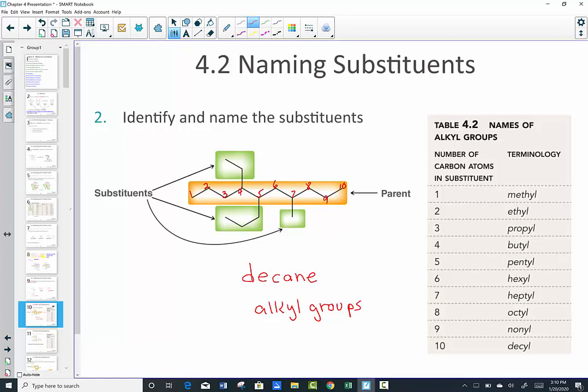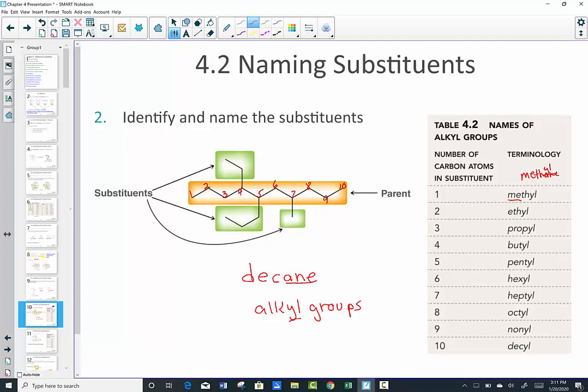To name these branches, we use our prefixes to represent the carbon. In other words, carbon 1 is meth, 2 carbons is eth, 3 is prop, and so forth. When naming it as the substituent, instead of having the ane ending as if it were the parent, the ane gets dropped and you put on a yl ending. Methyl, ethyl, propyl. If the ane ending is present, that tells you it's the parent chain. If the yl ending is present, it tells you that it's a branch coming off the parent chain.